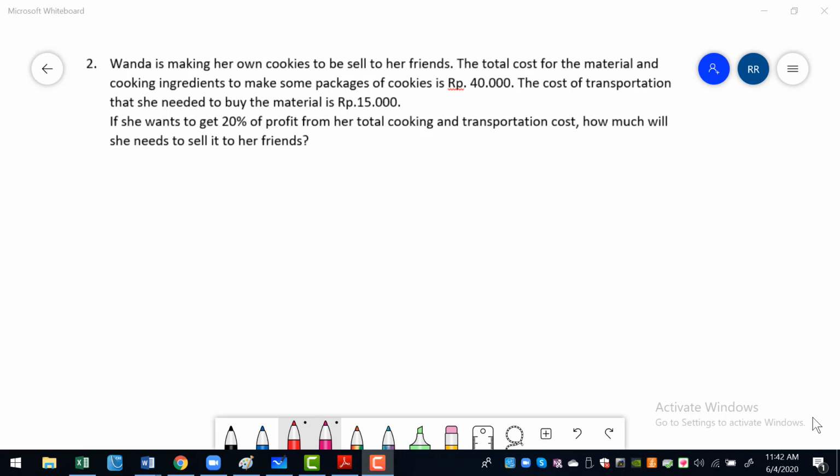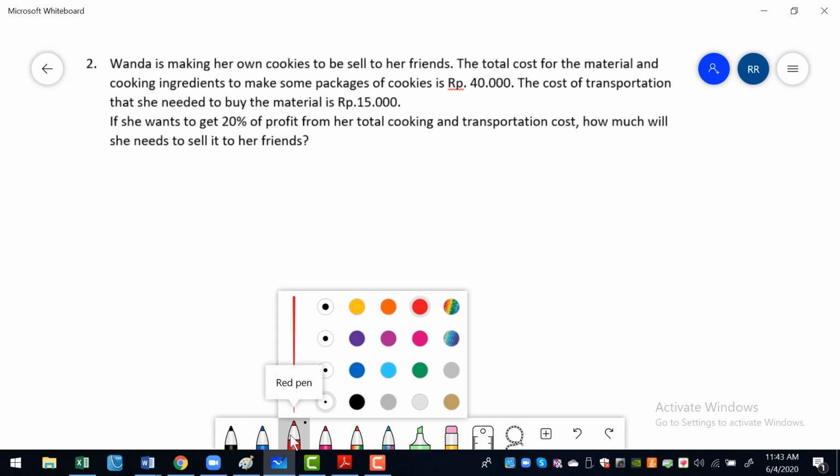For the second example, I'm going to read the question. Wanda is making her own cookies to be sold to her friends. The total cost for the material and cooking ingredients to make some packages of cookies is 40,000 rupiah. The cost of transportation that she needed to buy the material is 15,000 rupiah. If she wants to get 20% of profit from her total cooking and transportation costs, how much will she need to sell it to her friends?